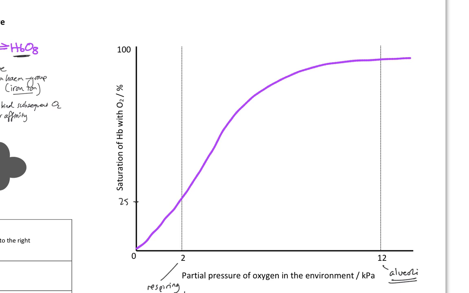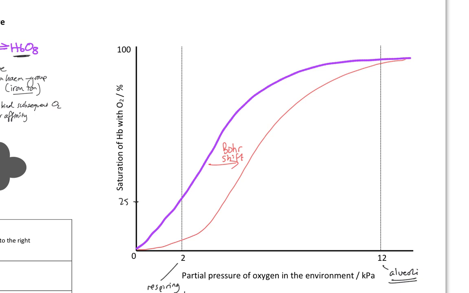So we have a way of shifting this curve to the right. When I shift this curve, I'm still going to start at 0, but I'm going to come up here. So this is our curve that shifts to the right. It's called the Bohr shift.